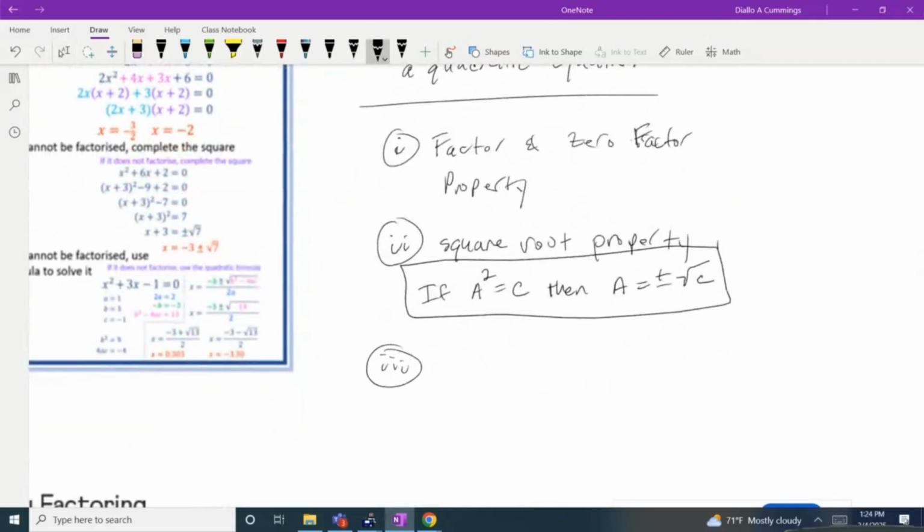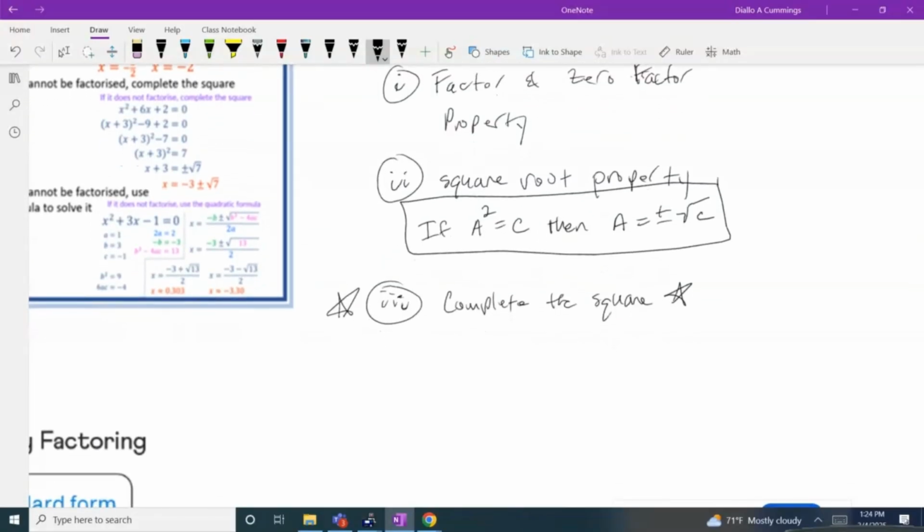There is a third method, and it's called complete the square. I'm just gonna put a star by this one. This is like the most complicated out of all of the ways to solve a quadratic equation. And then the fourth method is the quadratic formula. And it is the most powerful method.